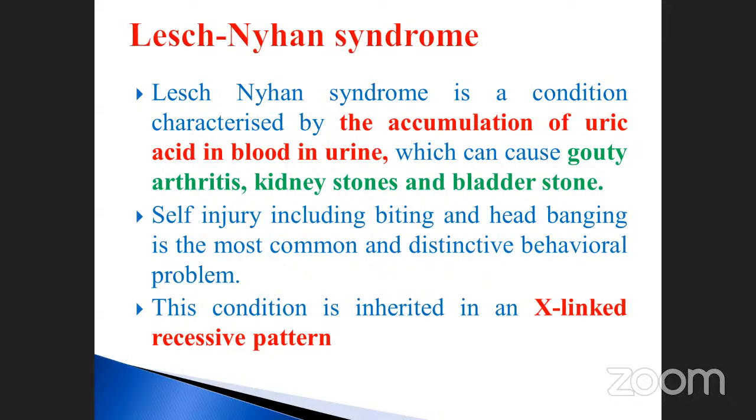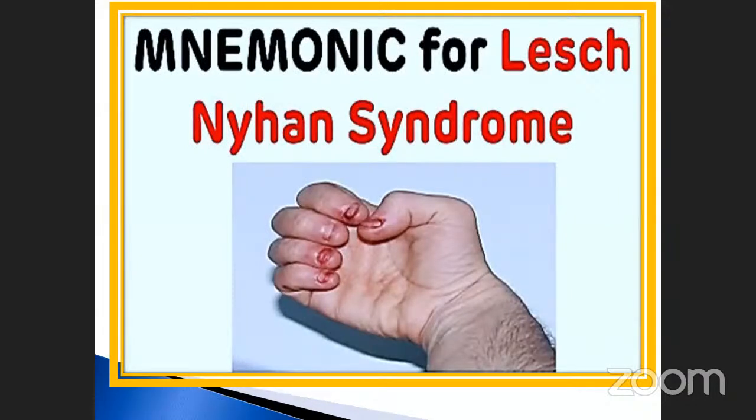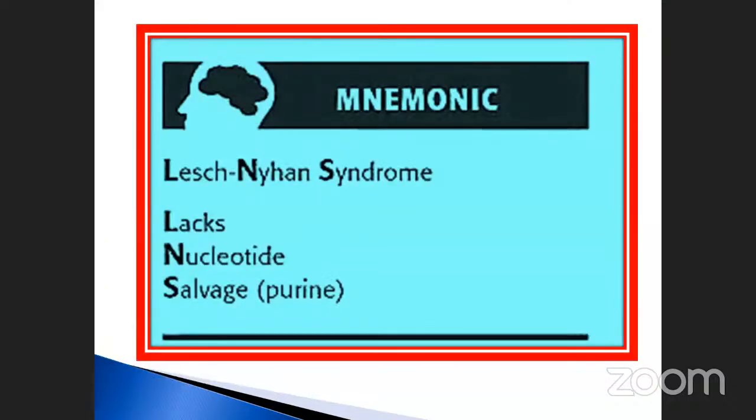Okay. See, the symptom looks like this. See the fingers, there is a nail. When you see any person with this condition, that person is suffering from Lesch-Nyhan syndrome. See the nail. So this is the symptom. And the mnemonic: Lesch-Nyhan syndrome, L first letter, second N, and also S: Lack nucleotide salvage. Nucleotide means nothing but the purine molecules.